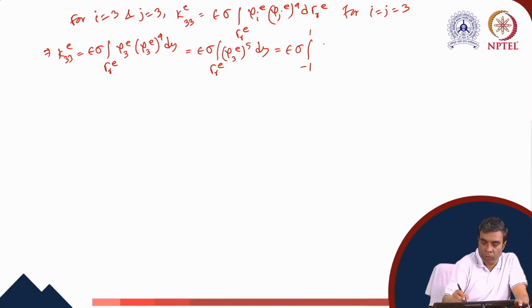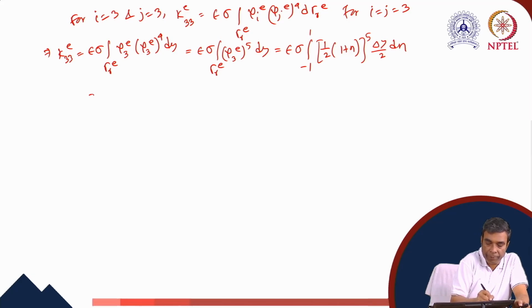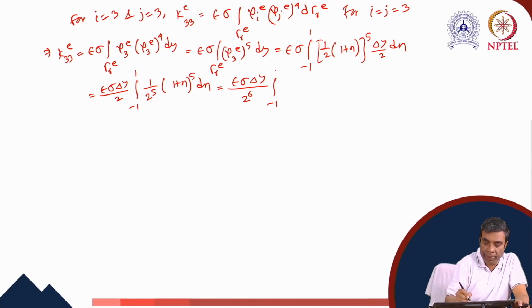equals epsilon sigma integration from minus 1 to 1, half of 1 plus eta whole to the power 5 into delta y by 2 into d eta. This gives us epsilon sigma delta y by 2 integration minus 1 to 1, 1 by 2 to the power 5 into 1 plus eta to the power 5 d eta, equals epsilon sigma delta y by 2 to the power 6 into integration from minus 1 to 1, 1 plus eta to the power 5 d eta.